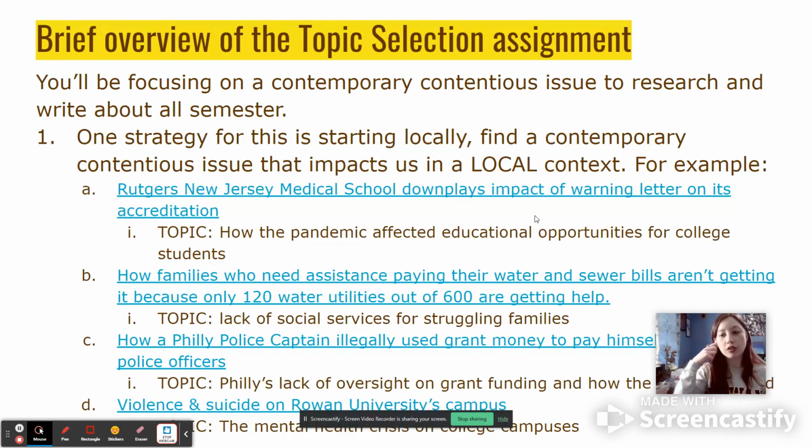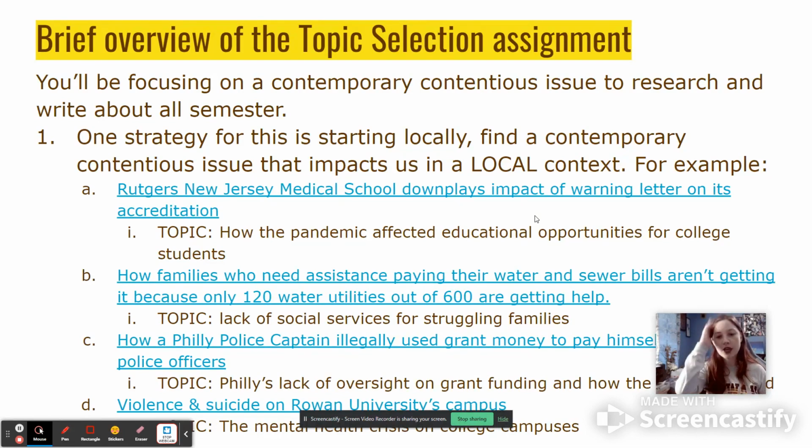So if I were to do a local context, maybe I look online and I see, okay, Rutgers New Jersey Medical School downplays impact of warning letter on its accreditation. And this was because of COVID and the years where everyone did Zoom University. So my topic could be how the pandemic affected educational opportunities for college students. You could even go beyond that. You could talk about how the pandemic affected educational opportunities for all students. This could be child development, if you're interested in that, and so on.